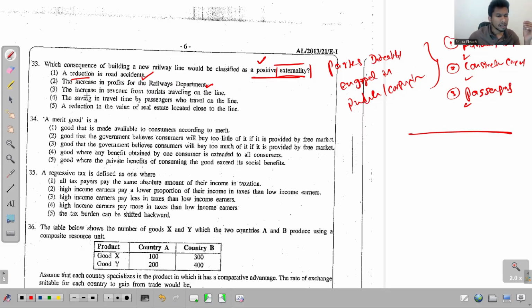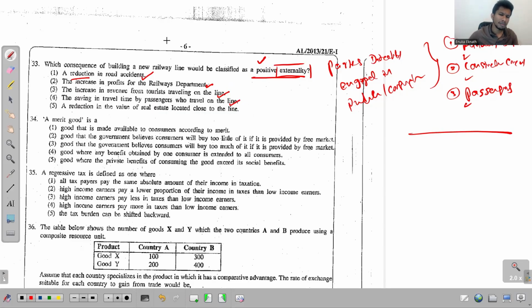The third one, the increase in revenue from tourists traveling on the line. So once again, that's a private benefit. Fourth one, the saving in travel time by passengers who travel on the line. So once again, passengers are a party who is directly engaged in this consumption activity. And the fifth one, a reduction in the value of real estate located close to the line.